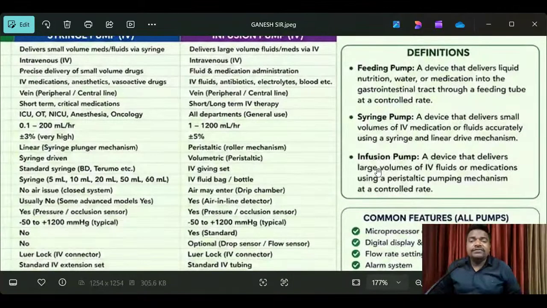Understand? Now, infusion pump: a device that delivers large volumes of IV fluids and medications using a peristaltic pump mechanism at a controlled rate. Here is the difference from the syringe pump: you have to compare them. The syringe pump has a linear drive mechanism, and the infusion pump has a peristaltic pumping mechanism at a controlled rate. Everything is given to the patient by controlling the rate. So these are only definitions.